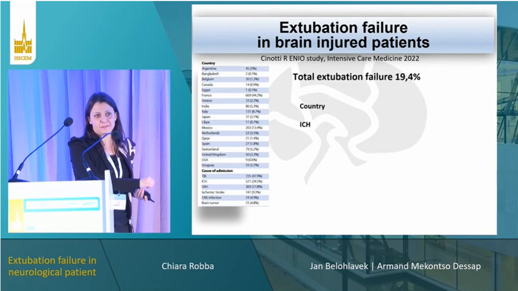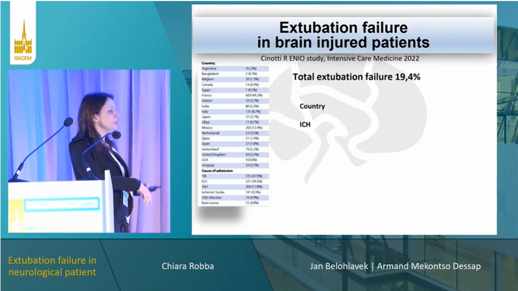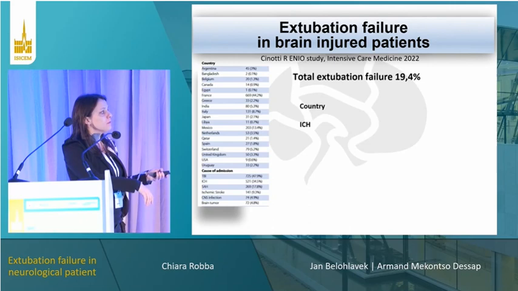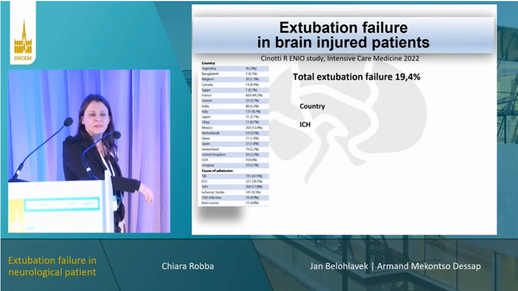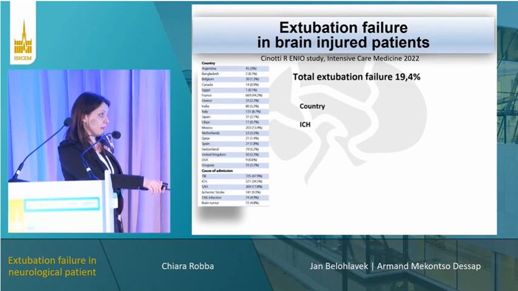I think it's quite high, and it means that we probably need to provide more evidence to help the clinician in understanding when it is the right moment and the right way to do it. Large variability across different countries was found. If you see, there are countries like France who had extubation failure of up to 44% of the cases. And in other centers, it was nearly zero. So probably it depends on the presence of internal protocol and practice. It depends on the type of brain injury.